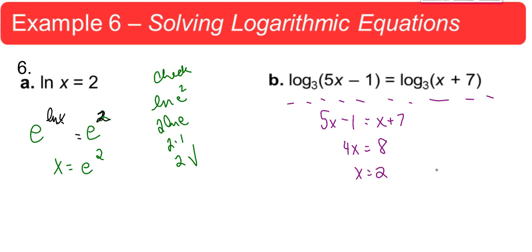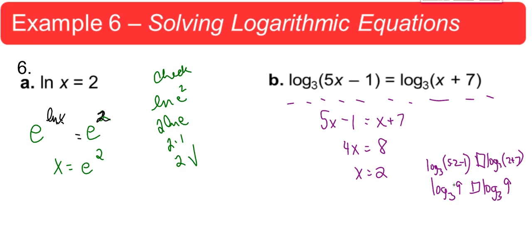So this is the log base 3 of 5 times 2 minus 1, and we're comparing that to the log base 3 of 2 plus 7. So that's the log base 3 of 10 minus 1, which is 9, compared to the log base 3 of 2 plus 7, which is also 9. So that's okay, and that's defined.